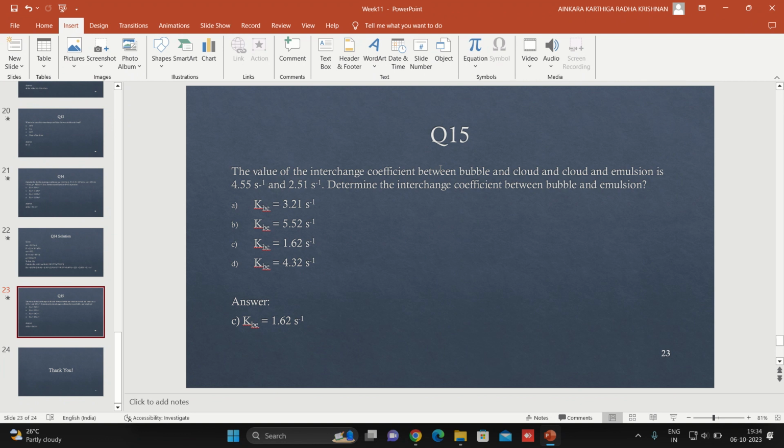So KBE is asked, between bubble and emulsion, right? So it is 3.21 per second option A, or 5.52 per second option B, or 1.62 option C, or option D 4.32. Again for this question as well, we have used a formula in a question two or three questions before, where we found the formula for this. That formula only we should use for finding out the answer.